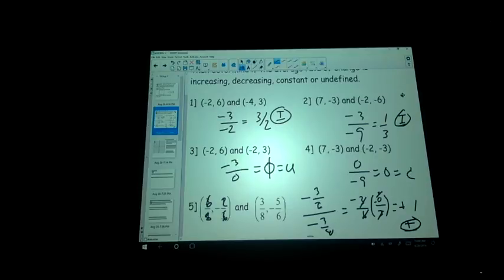Did you get it? Oh, wait, it might be off. Hang on. Yeah, I'm good. Positive 1, so increasing.